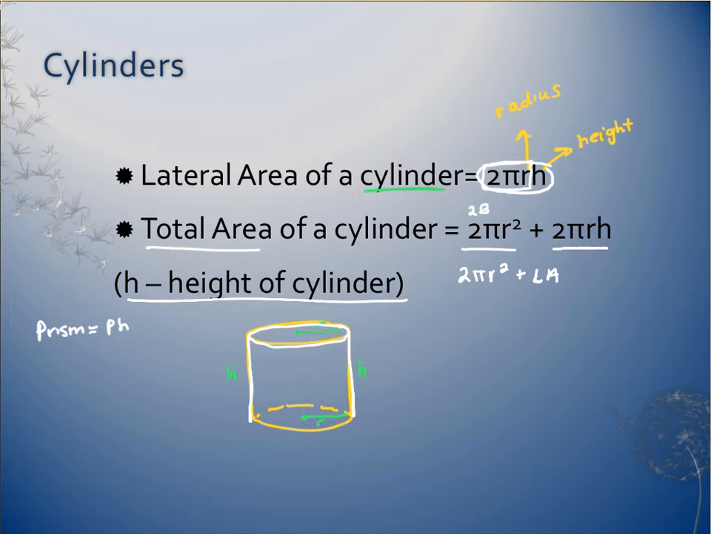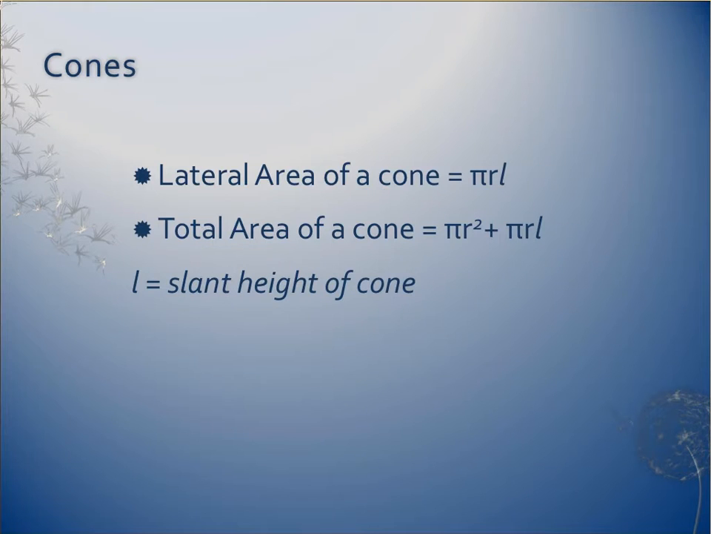So the only two pieces of information you need and can get for a cylinder are the radius and the height. The only variation is that sometimes they give you the diameter, and then you have to cut it in half to get to the radius. That's about it. Cylinders are pretty much the easiest one.